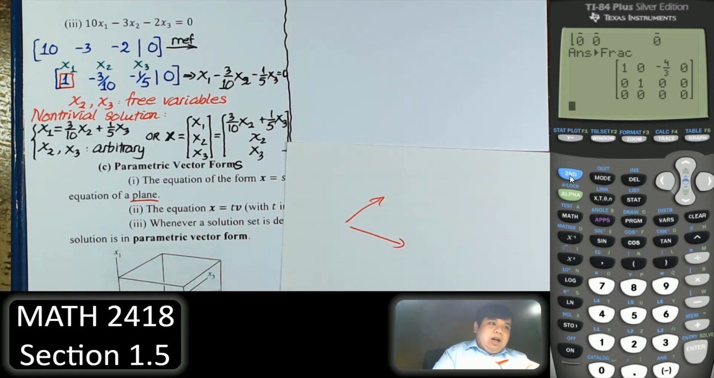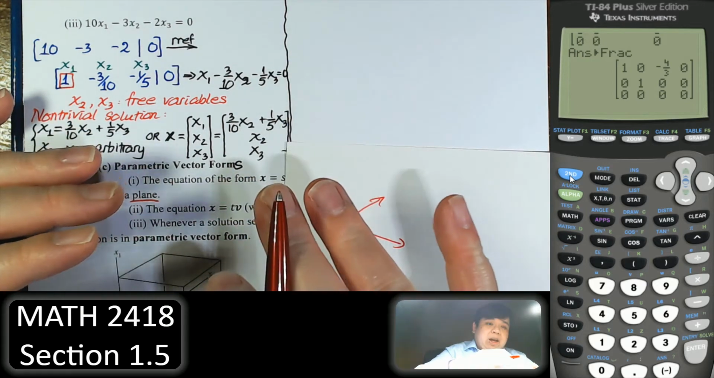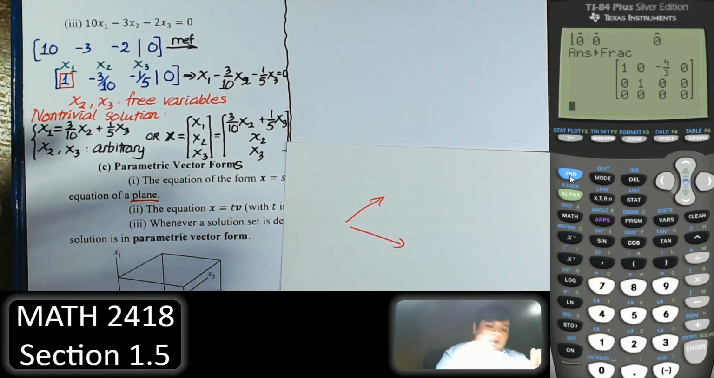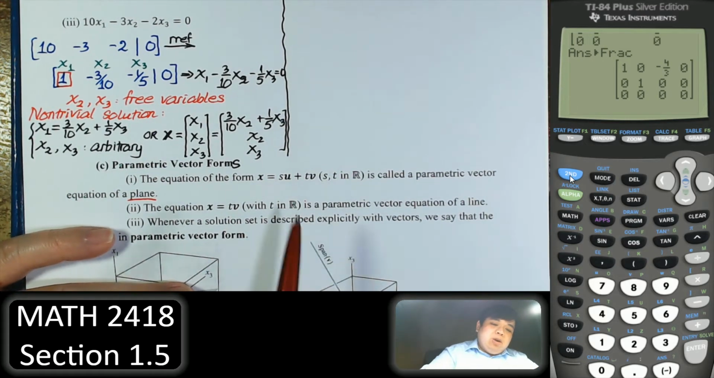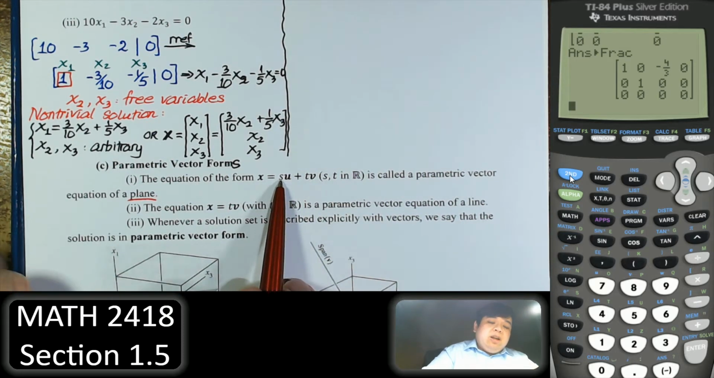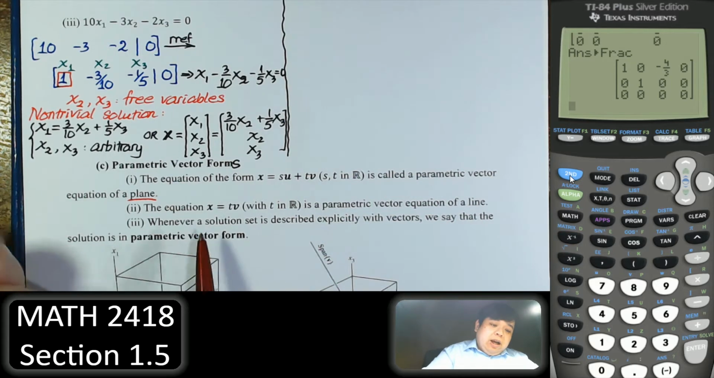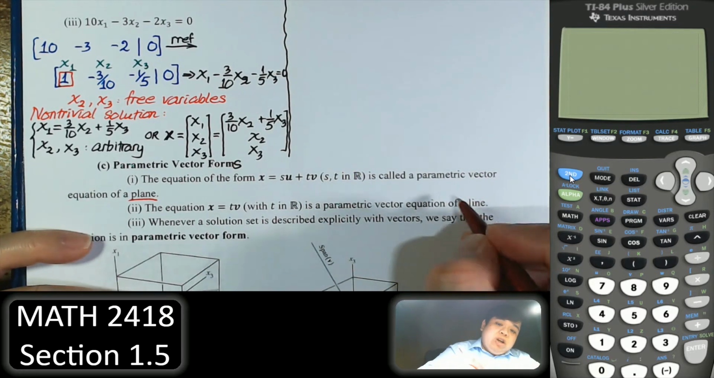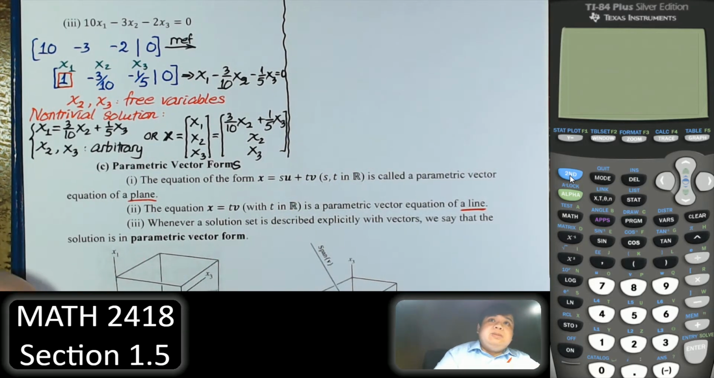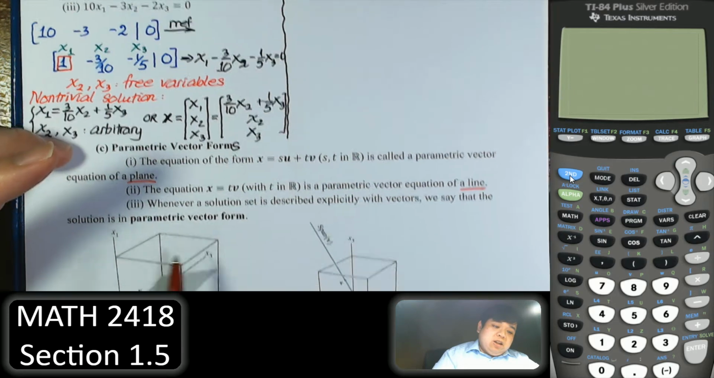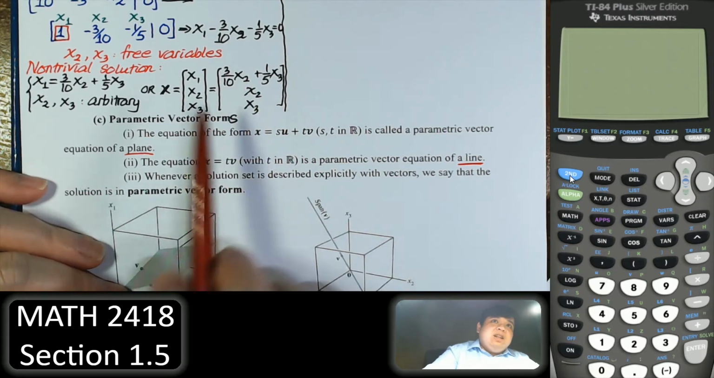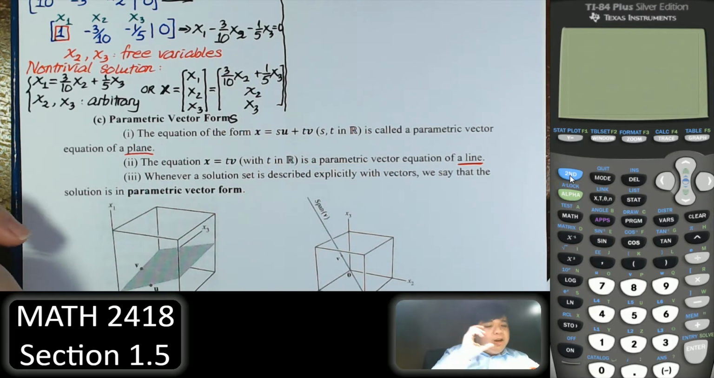Right? To control a remote control car to go on a plane, we need a button that makes the car move backward and forward, and one to move left and right. So a plane, a 2-dimensional object, we're going to need 2 vectors. Whereas the equation x equals t v is 1 vector. We have a 1-dimensional object, which is a line. And whenever the solution set is described with vectors, we say that the solution is in parametric vector form.